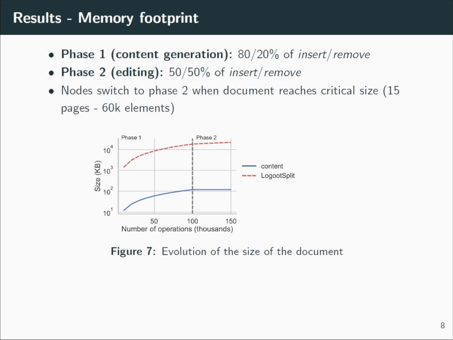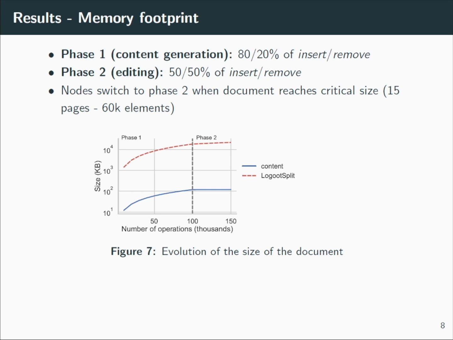Then we compare the memory footprint of renameable Rukusplit to Rukusplit 1. In our simulation, nodes are editing a document collaboratively, and the simulations are divided into two phases. In the first one, nodes focus on generating content, so there are many more insert operations than remove ones. After a while, they switch to a second phase, which is the editing one. At this point, the ratio between insert and remove operations is balanced.